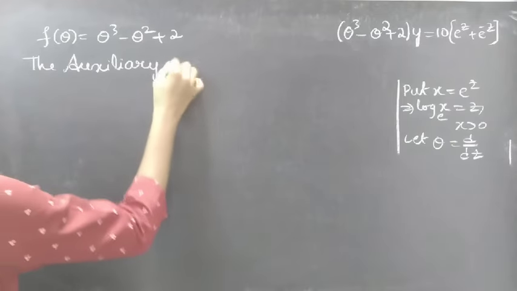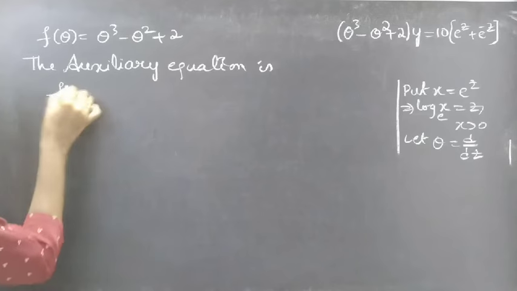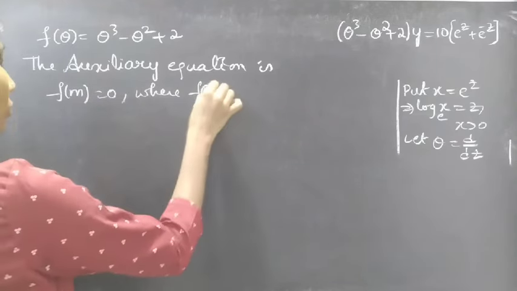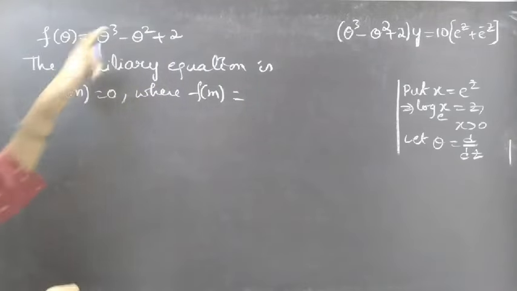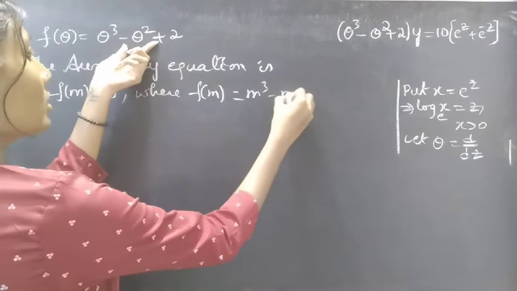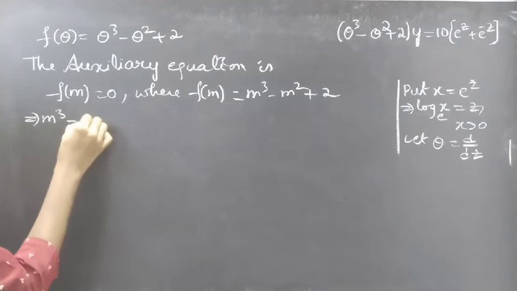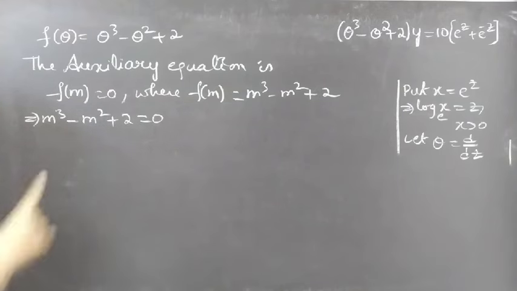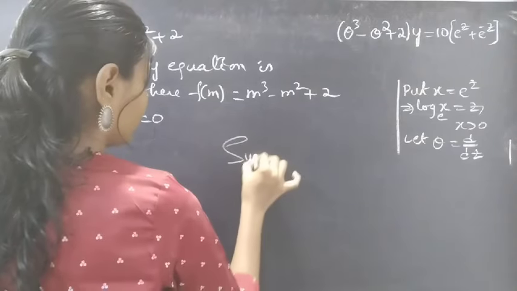The auxiliary equation is f of m equal to 0, where f of m equals, we have f of theta, theta cube minus theta square plus 2. Let's replace the differential operator theta by m so that we'll get f of m equals m cube minus m square plus 2. Now our auxiliary equation becomes m cube minus m square plus 2 equal to 0. Now we need to find roots of this equation. So we are going to use the synthetic division method to find roots.